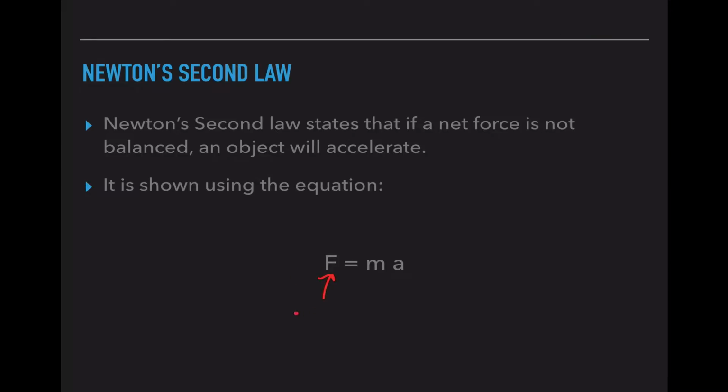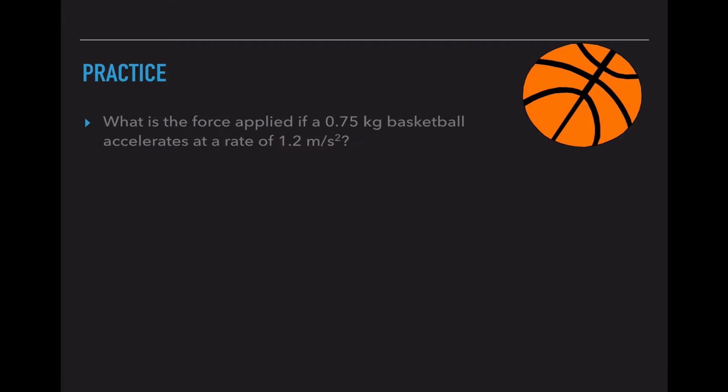And F is the force in newtons, m is the mass in kilograms, and a is the acceleration in meters per second squared. So it's a simple multiplication problem. We will have to divide if we're solving for something other than force, but it's pretty straightforward. So practice with Newton's second law.